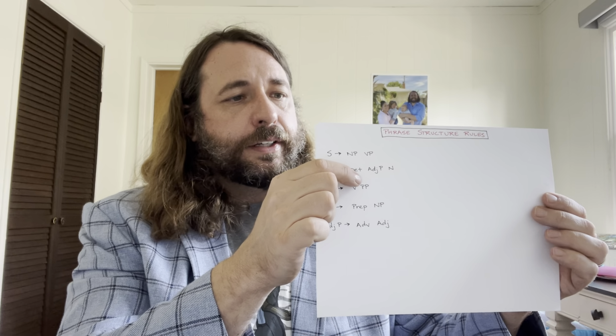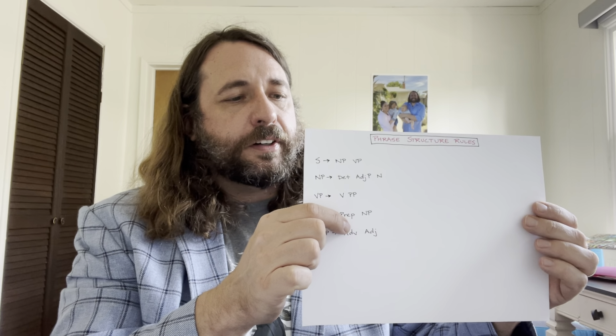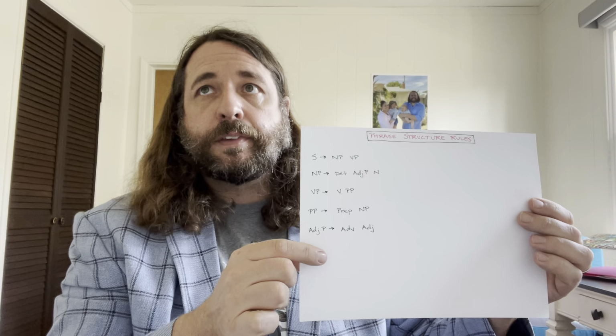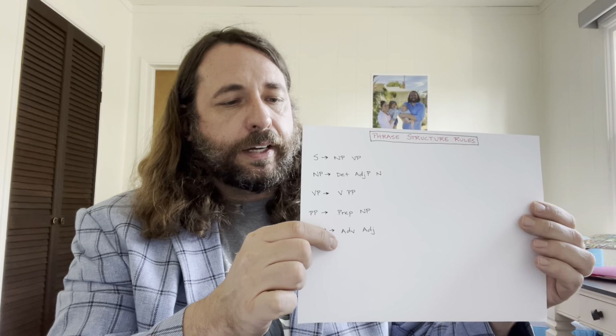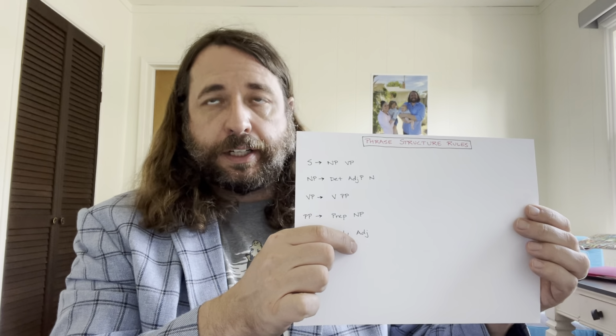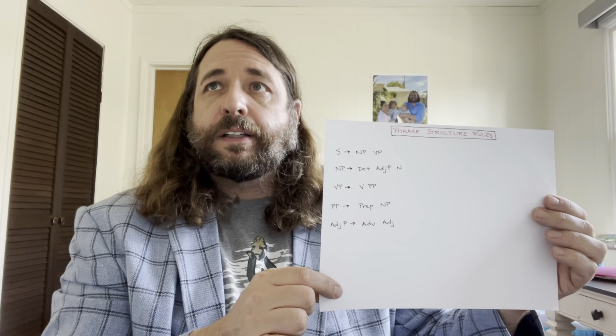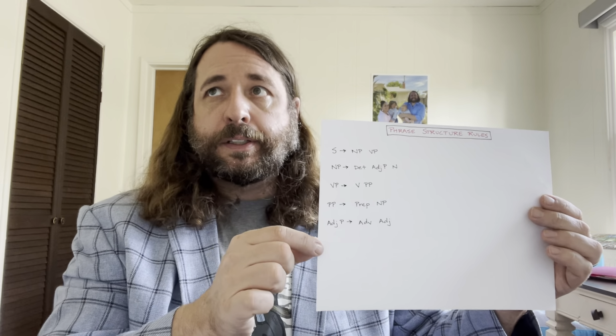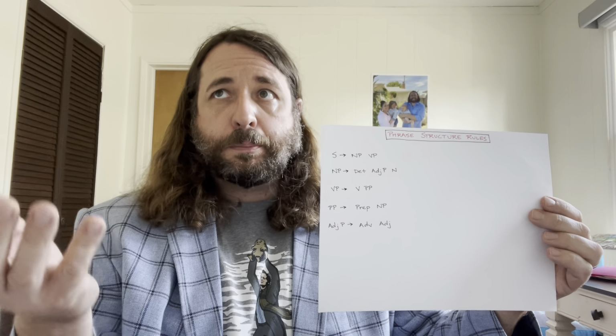NP, arrow, DET, ADJP, N, VP, arrow, V PP, PP, arrow, PREP, NP, ADJP, arrow, ADV, ADJ. You'll notice that what is written on the left of the arrow is the higher level, more general constituent part. What is written on the right of the arrow are the lower level, more specific constituent parts that make it up.